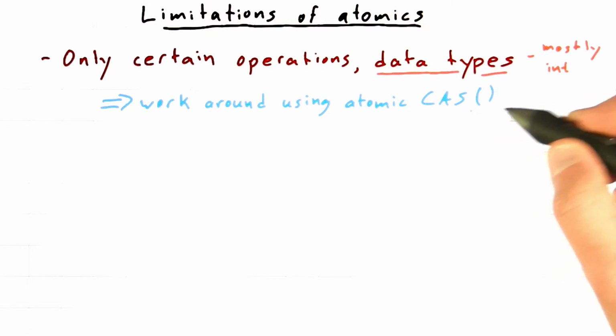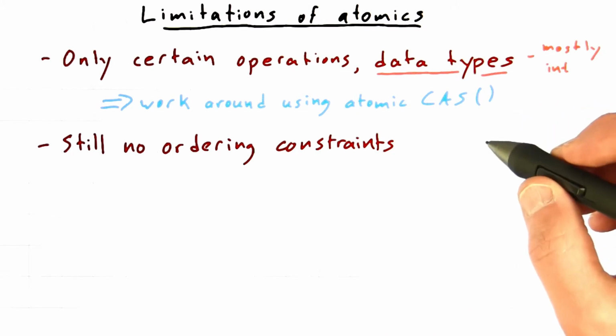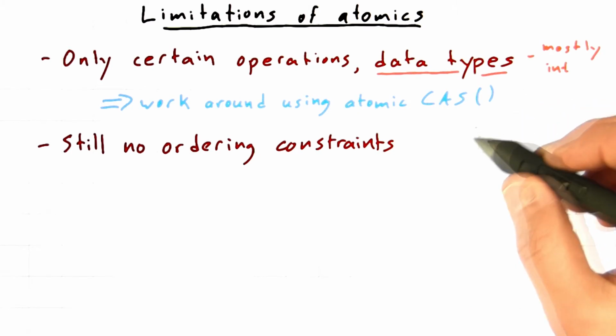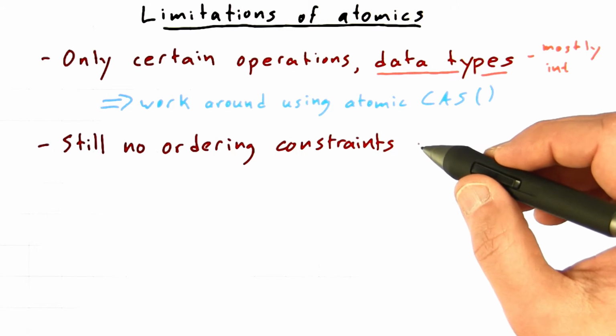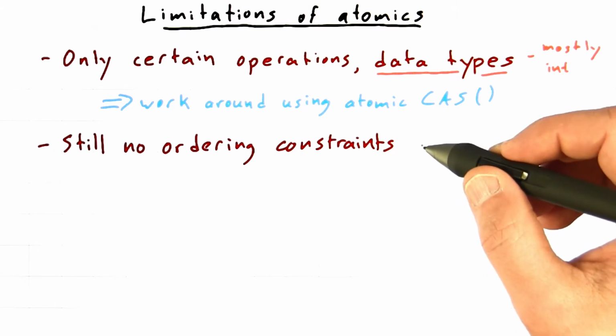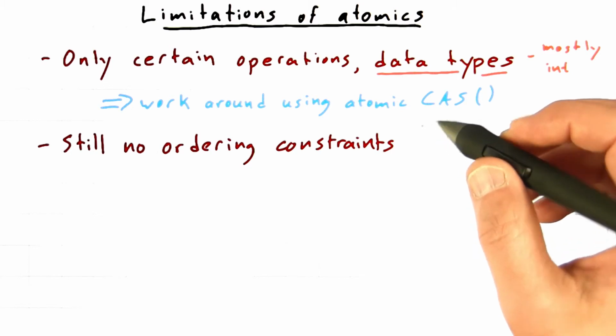You need to be aware that there's still no ordering constraints. The different threads in a thread block and the different thread blocks themselves will be running in some unspecified order. It'll be different every time. And so the operations that you're performing on memory using atomics are still going to happen in an unspecified order.